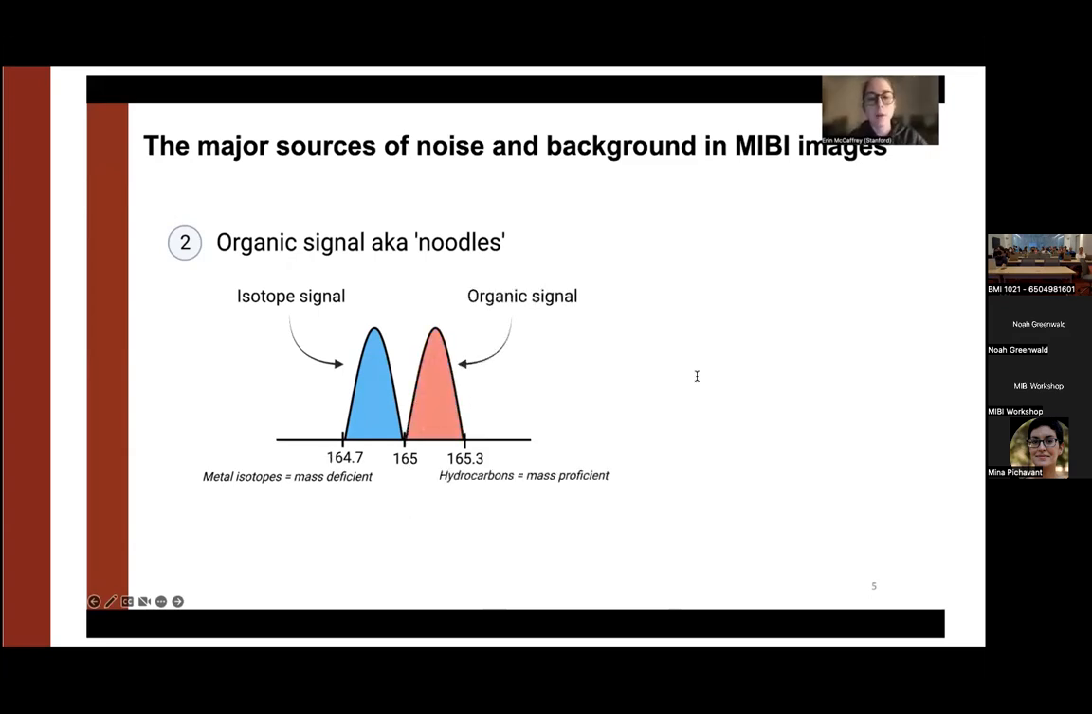Now, hydrocarbons, by contrast, appear in the mass proficient window of the spectra due to the presence of hydrogens. So if we have an organic hydrocarbon with a mass of 165, we will actually see this signal in the spectra between 165 to 165.3. Now, ideally, we'd be able to just decouple these signals from each other by only taking data within the mass deficient window of the spectra.